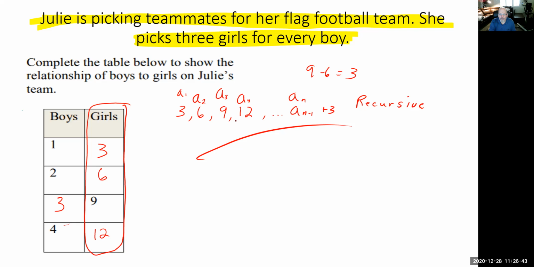Why do we do that? Well, it's a way to think about it. So we know what the first one is, and then we know how it changes from one to the next. That's mathematically what we're supposed to be thinking about. So we have this recursive sequence and it's arithmetic, linear.